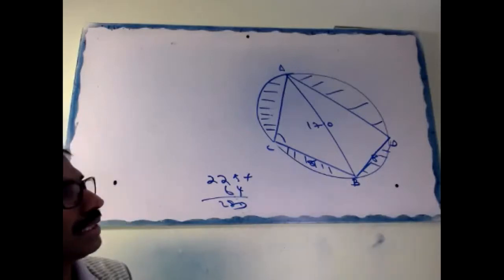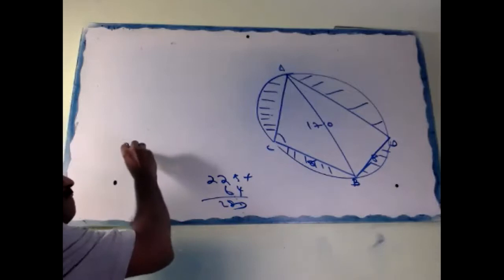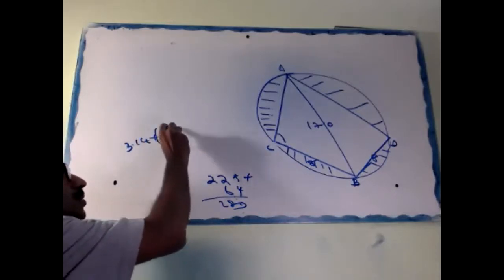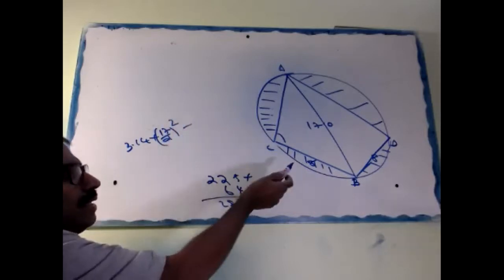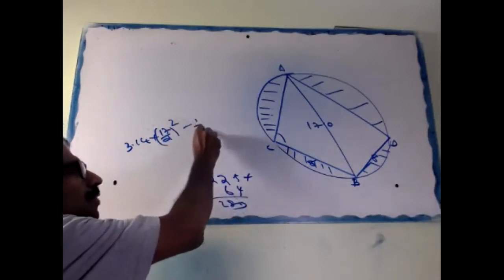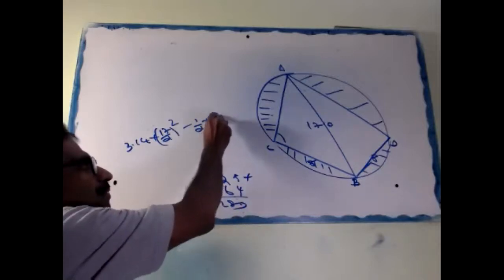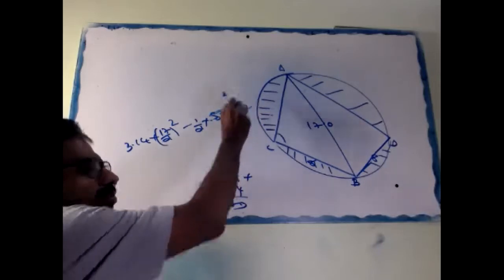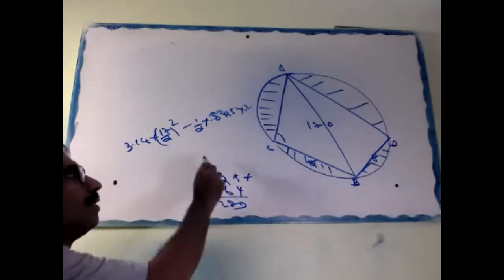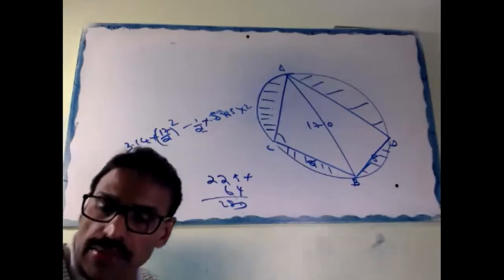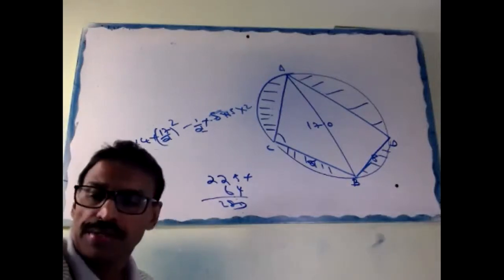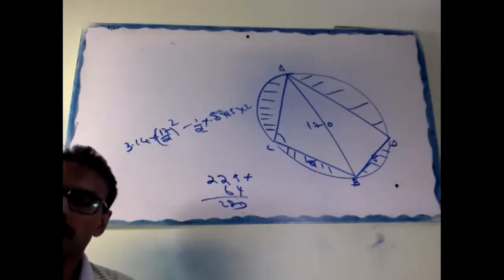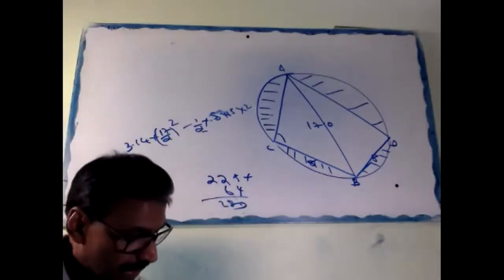Clear, no? Area of the circle, 3.14 into 17 by 2 whole square minus half into 8 into 15, 8 into 15 into 2. Why into 2? Because same only, correct? Okay, calculation. The answer is 106 point something 87. Okay, 106.87.